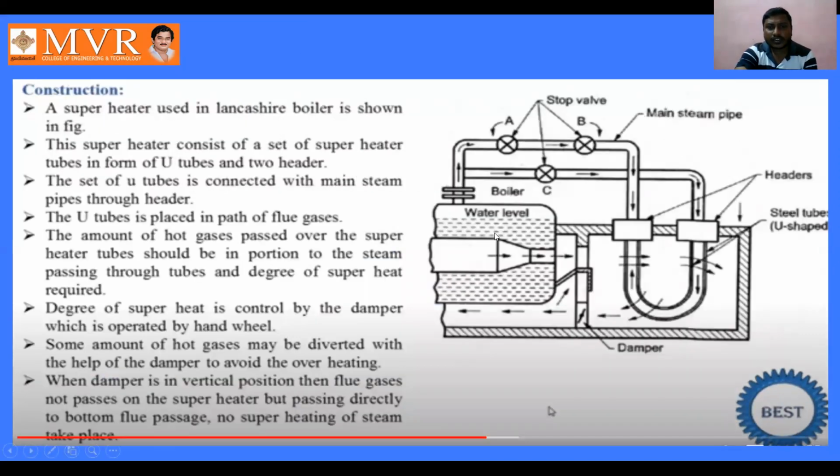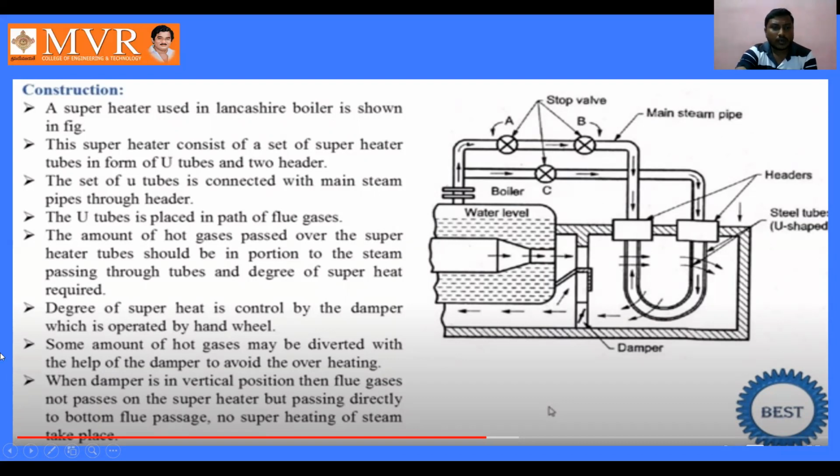We can observe the construction here. This is the water level. A superheater used in a Lancashire boiler is shown in the figure. This superheater consists of a set of superheater tubes in the form of U-tubes. We can observe the U-tube here. The set of U-tubes is connected with the main steam pipe through a header. This is the main steam pipe which we can observe here. The U-tube is placed in the path of the flue gases.